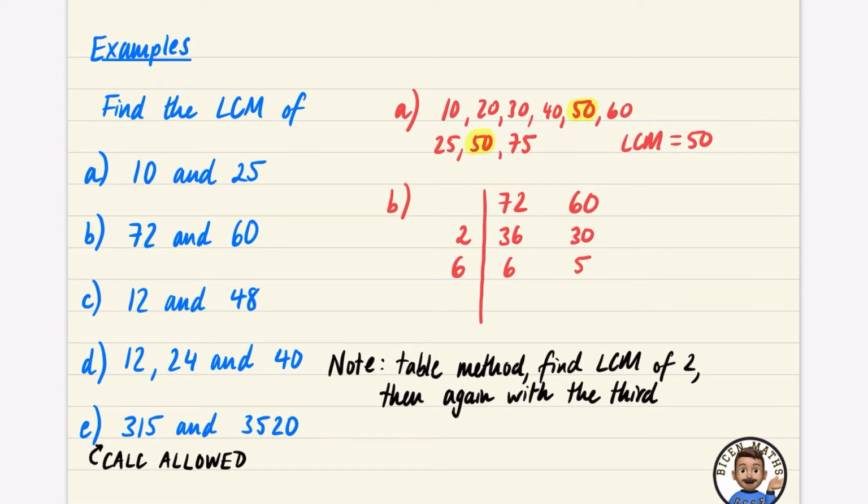Now 6 and 5 have got no more common factors other than 1, so I'm just going to stop at this stage here. And for the lowest common multiple, you make that L shape of the 2, the 6, the 6, and the 5. So this means the lowest common multiple is 2 times 6 times 6 times 5. Well, 2 times 6 is 12. 6 times 5 is 30. So I'm just going to do 12 times 3, which is 36. And then because of the 0 with the 30, I'll just add on an extra 0. So we get the lowest common multiple is 360.